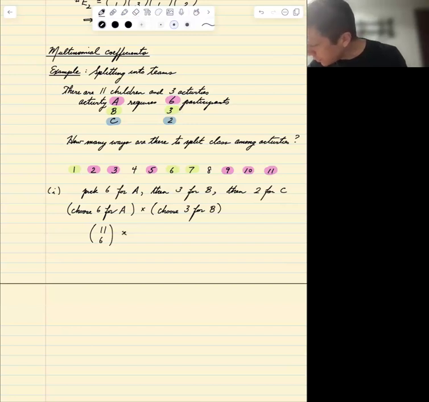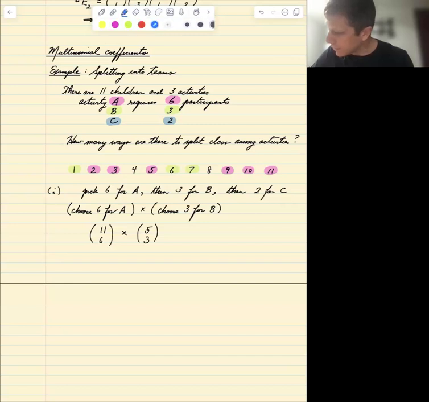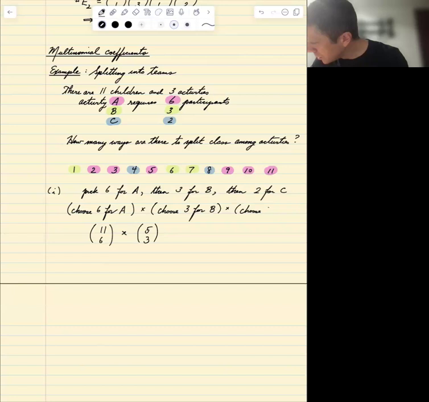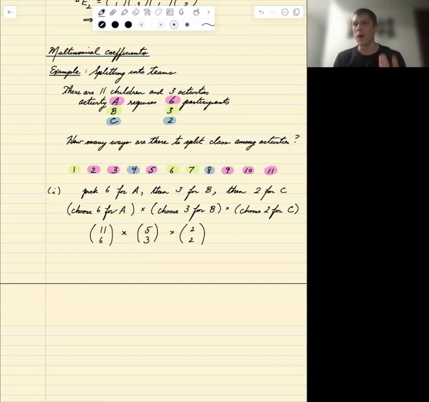There's always 5 left, so we know that we can multiply 5 choose 3, no matter who gets picked. So multiplication rule. And then whoever's left is whoever's left. That's it. So they have to go into group C. Choose 2 for C. 2 choose 2. Now what's 2 choose 2? It's just 1, right? It's only one way to pick 2 people out of 2 people. Anyway, if we do this, we get 4,620.